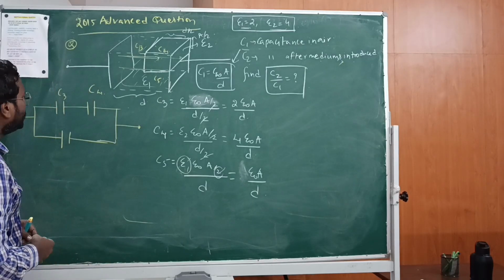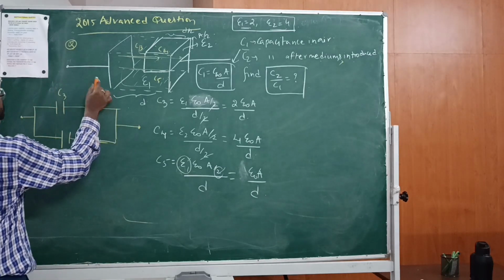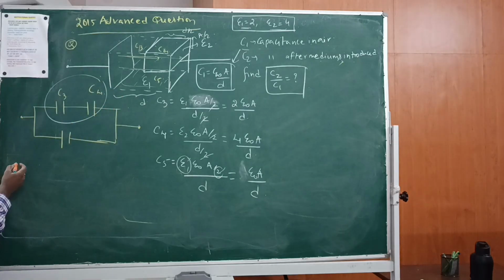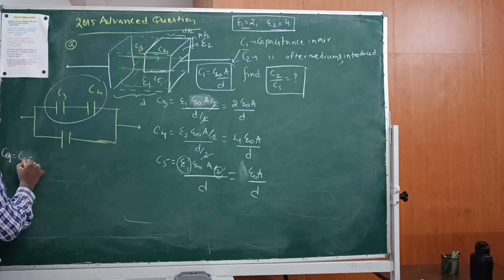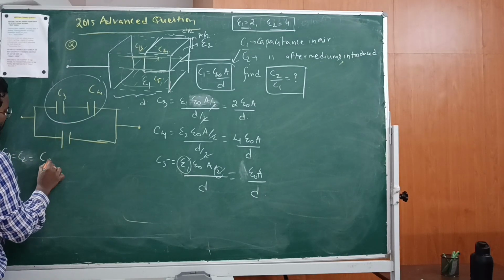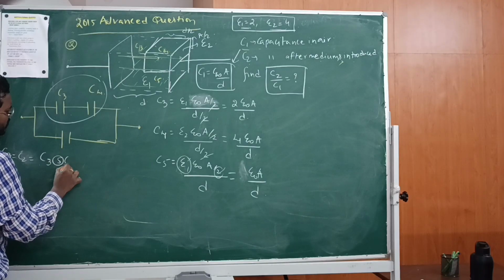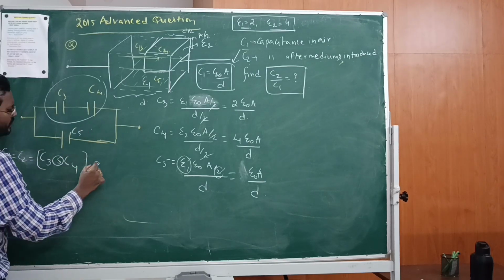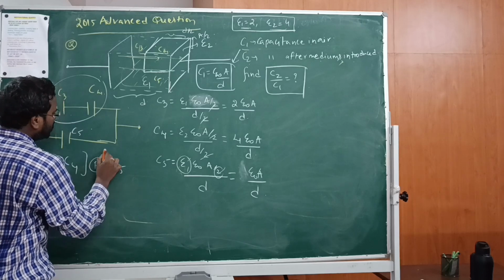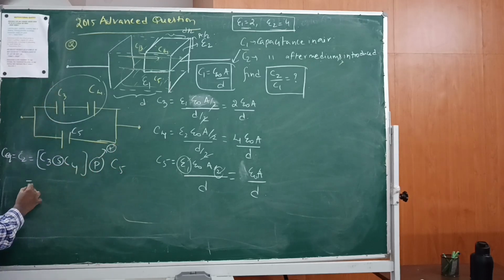So now C3 and C4 are in series, ma. When they are in series, what is going to be C equivalent? C3 and C4 are in series, and this together is in parallel with C5. Parallel means you can directly substitute this plus C3 into C4 by C3 plus C4.